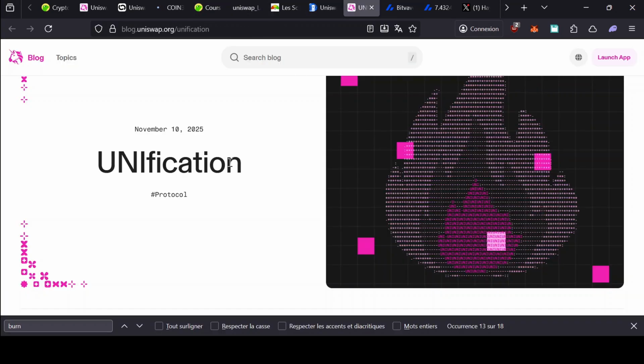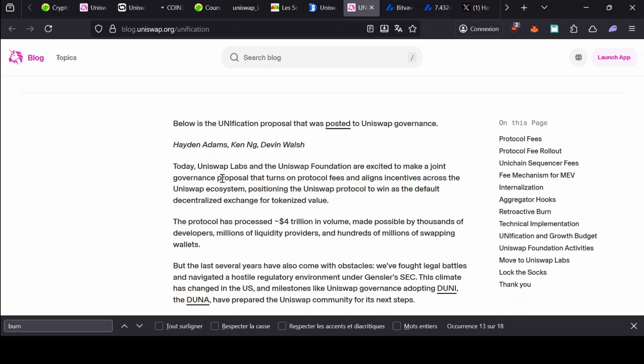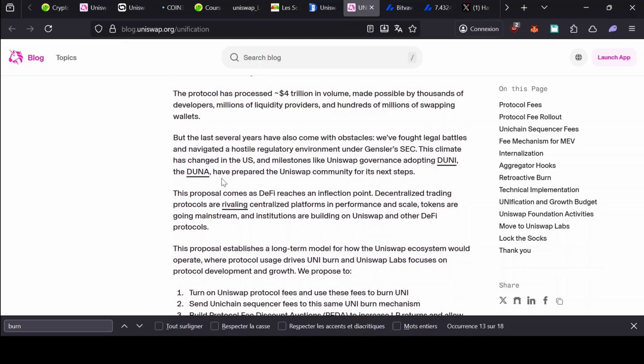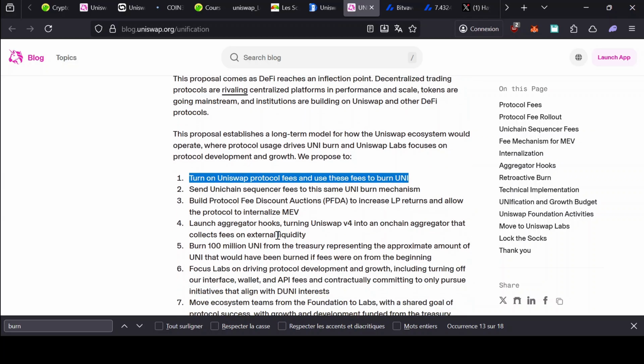And suddenly, out of nowhere, an article appeared on the Uniswap blog talking about unification. So what does Uniswap propose now? This is a proposal. It should still be approved by the DAO, so they should vote on it. But here's what they're proposing. They decided to finally activate the fee switch, meaning revenue sharing will begin.